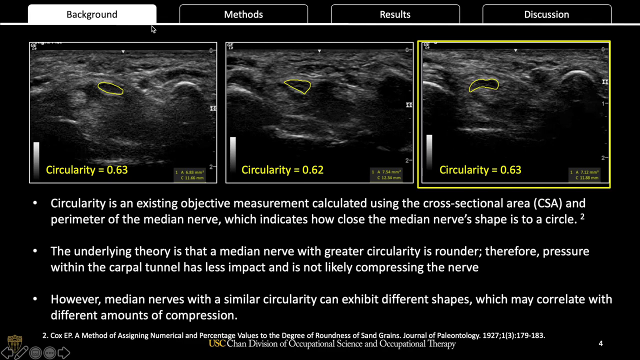And this type of compression information was not covered by the measurement of circularity. So we aimed to develop a subjective categorization of the nerve shape that can complement the objective measurement of circularity by providing information on nerve shape and compression.